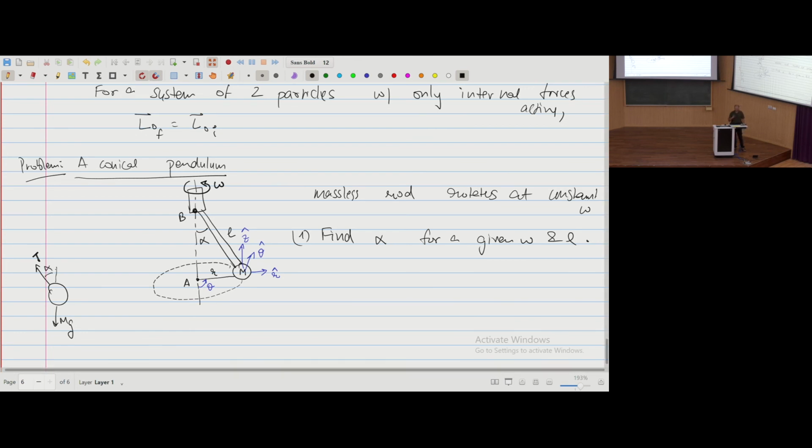Now there is no acceleration in the z direction. z double dot is 0. This tells me that T cos alpha is mg.